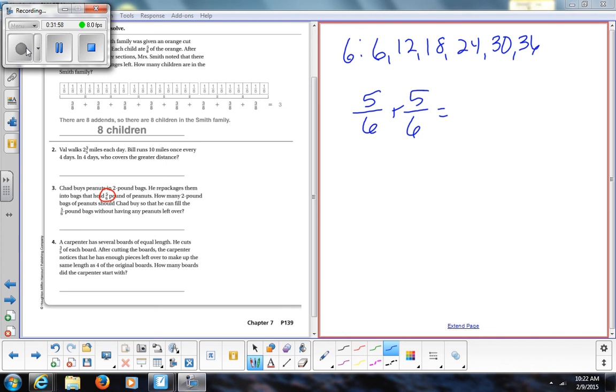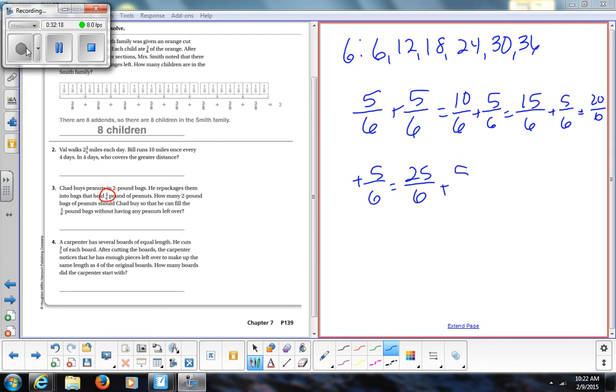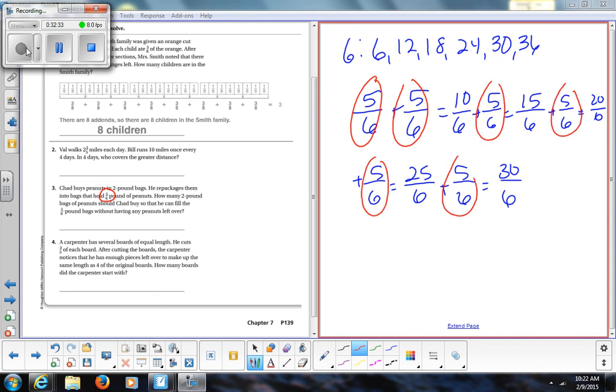What's 5 plus 5? 10. Is that one of these numbers? No. Plus 5. 15. Is 15 one of those numbers? No. Okay, plus 5. 20. Is 20 one of those numbers? No. Plus 5. 25. Is 25 one of those numbers? No. 30. Is 30 one of those numbers? Yes. Stop yelling at my ears. So how many times did I add? 1, 2, 3, 4, 5, 6.